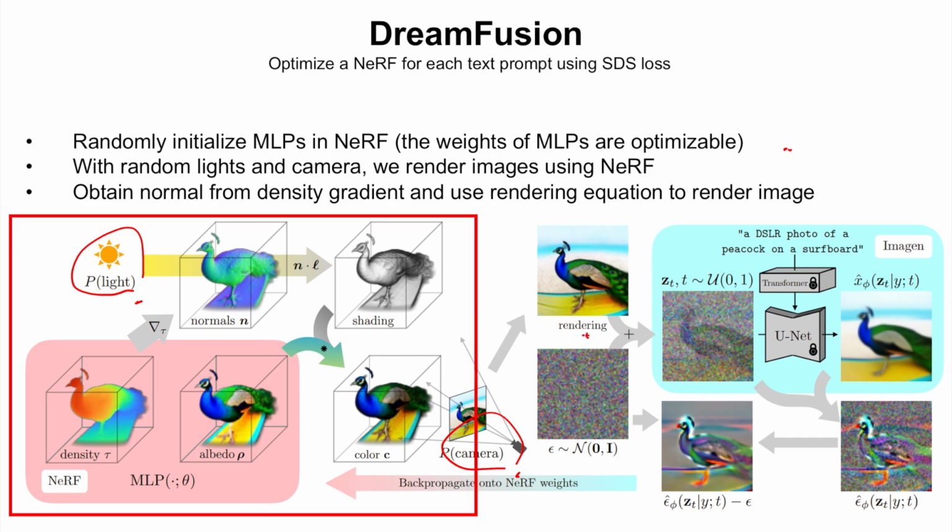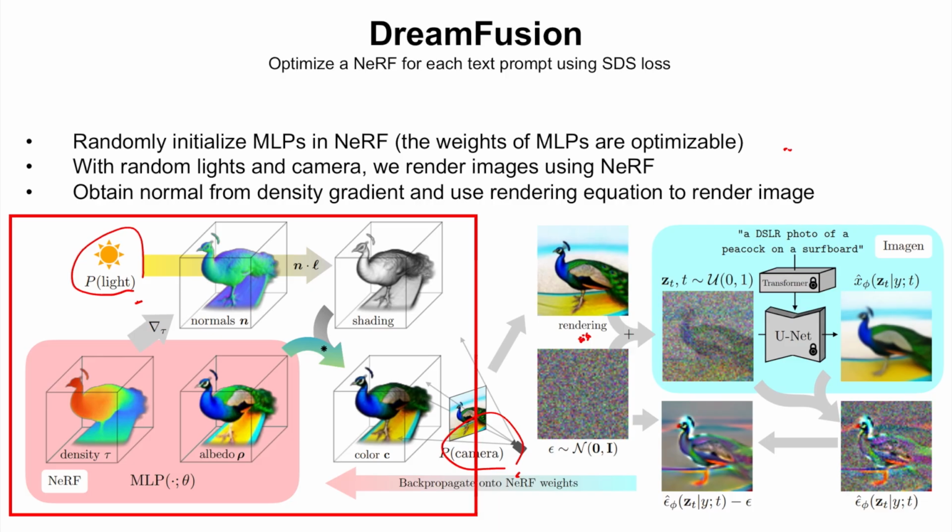Of course, at the early stage of training, this rendered image will look like noise because the weights of the MLP are just randomly initialized. So the rendered image will have nothing semantically plausible, just some arbitrary image, right? At the early time of the training.